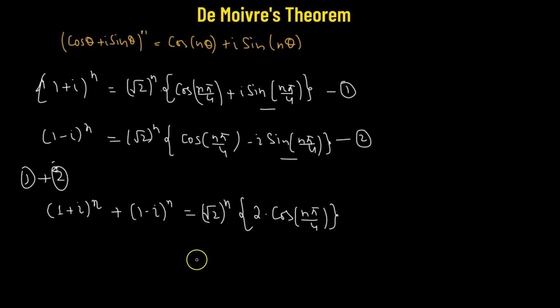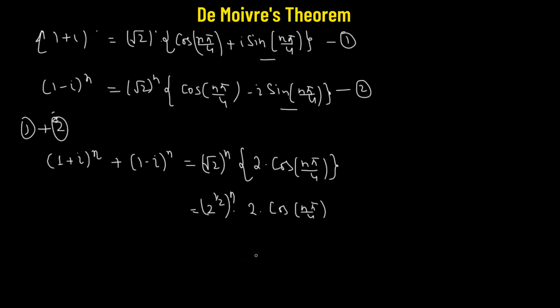Now square root of 2, this can also be written as 2 raised to the power of half, whole raised to the power of n. And this is multiplied to 2. We have cosine of n pi over 4. So if we combine these two terms, this will be equal to 2 raised to the power of (n over 2 plus 1) multiplied to cosine of n pi over 4. Hence we have obtained the simplified form of the given expression.